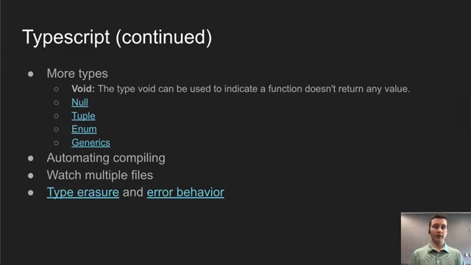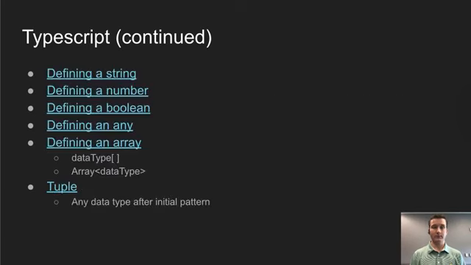So here are a couple other types. We have void. This type void can be used to indicate a function that doesn't return any value. We have null, tuple, which we saw, enum, and then we also have generics. All right. This allows us to use types, which leads to automated compiling. We can watch multiple files. There's type erasure and error behavior.